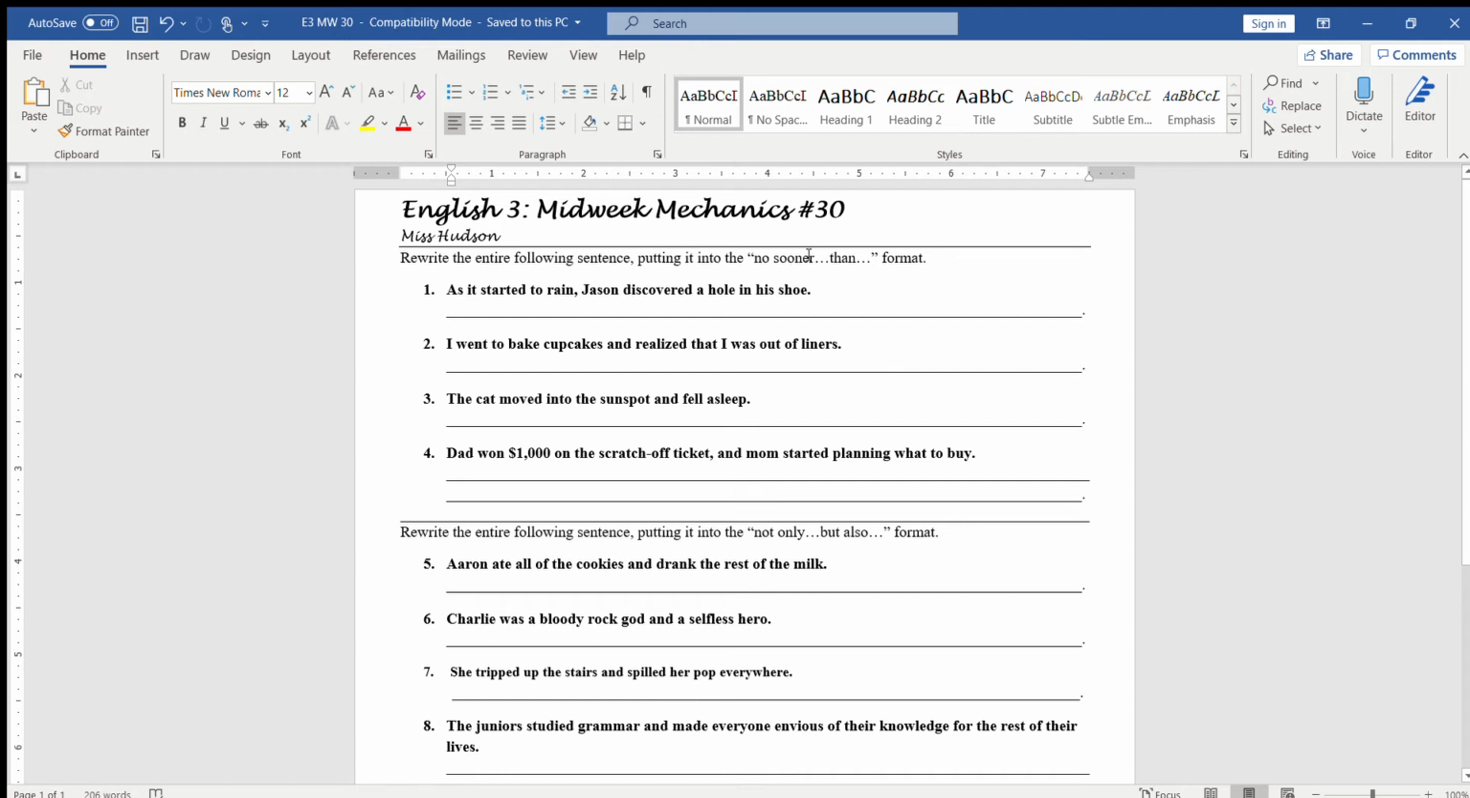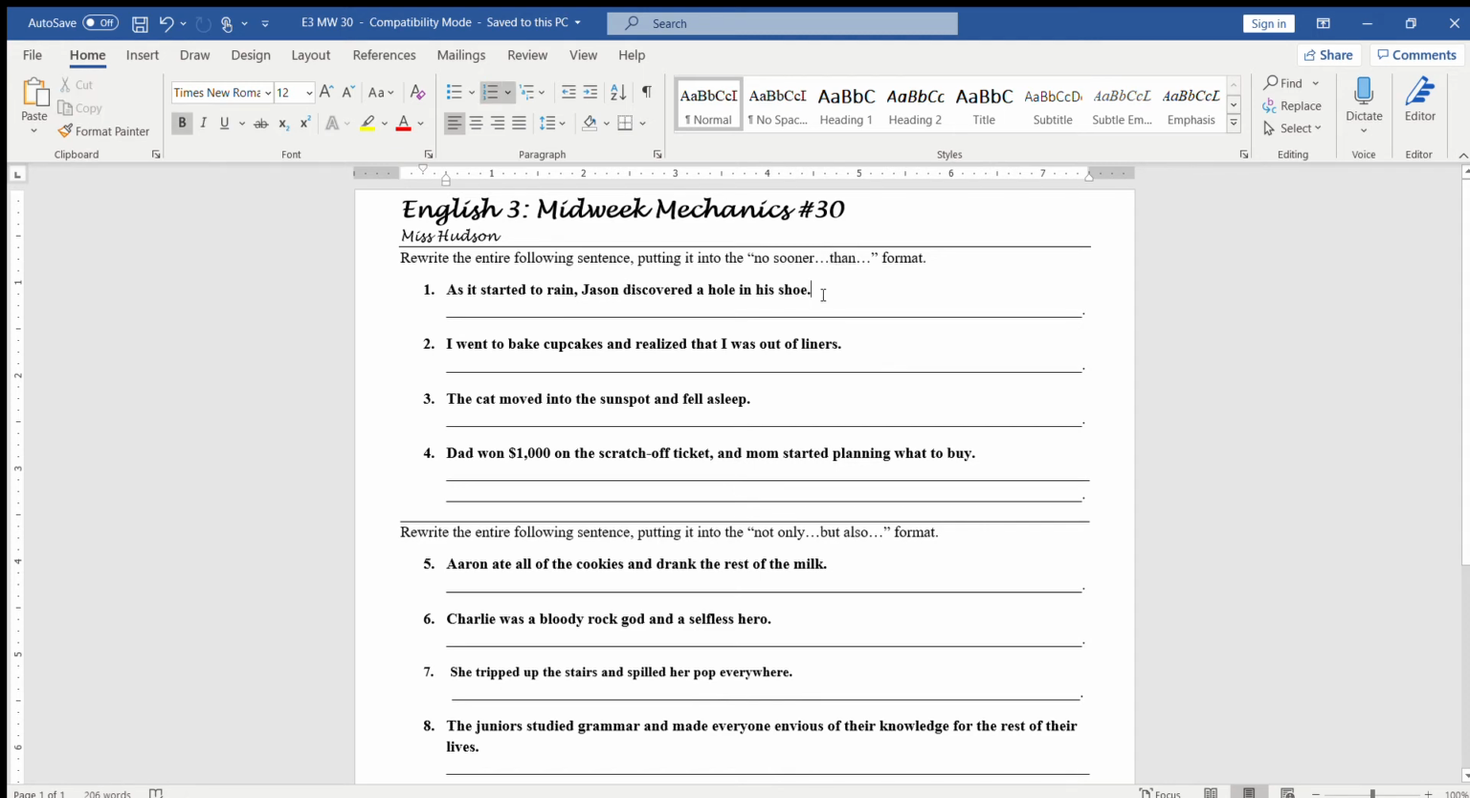Most of the time, you're probably either going to go with had or did. So no sooner, let's go had in this case. No sooner had it started to rain, comma, then you put in your than, and then just the rest of the sentence. So no sooner had it started to rain than Jason discovered a hole in his shoe.